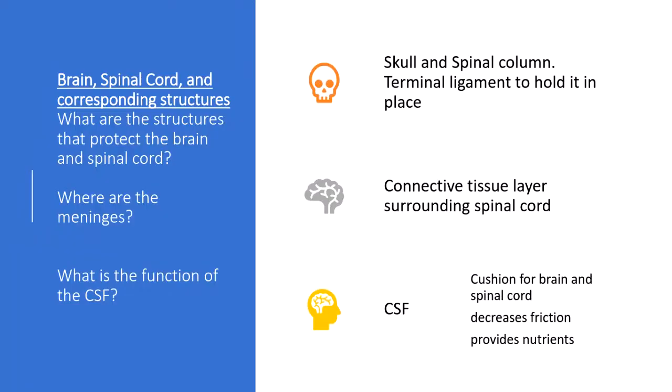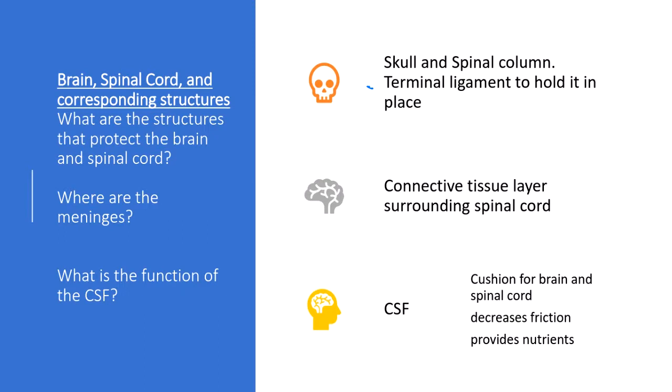Okay, so what are the structures that protect the brain and spinal cord? The skull protects the brain, and the spinal column, the vertebral column, however you want to call it, protects the spinal cord. And then you have on the spinal cord terminal ligaments to hold it in place. What are the meninges is the next question. It's a connective tissue layer surrounding the spinal cord. We're going to get into that in a little bit. And next question is, what is the function of the cerebral spinal fluid?